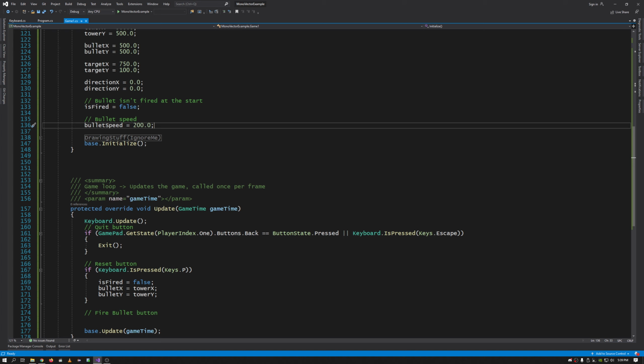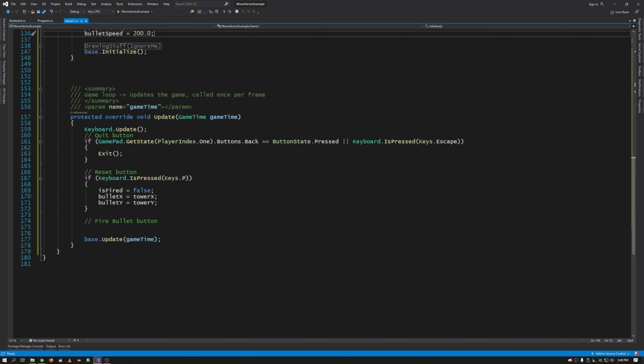And then we have the bullet speed. I have it where once this bullet starts traveling, we're gonna have it travel 200 pixels in a second. So that's what this is. This is representing how far I want it to travel in a second of time.